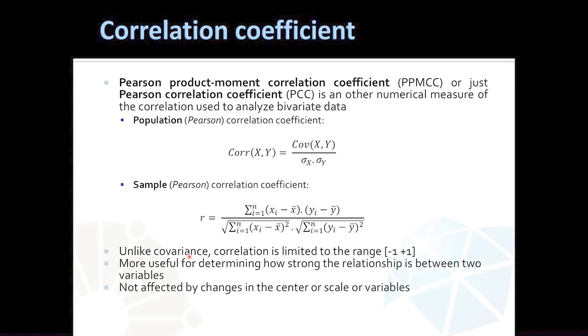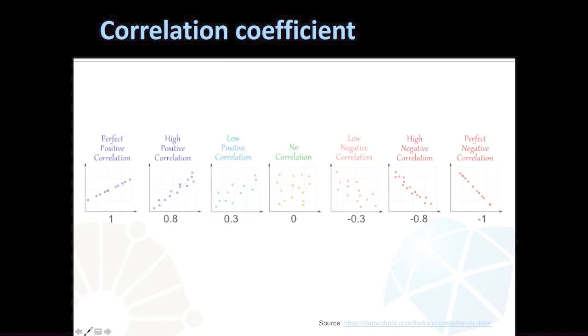Unlike covariance, correlation is limited to the range between -1 and 1. So, it's more useful for determining how strong the relationship between two variables is. It is also not affected by changes in the center or scale of the variables. Here we can see examples of the correlation coefficient for different ranges of bivariate data.